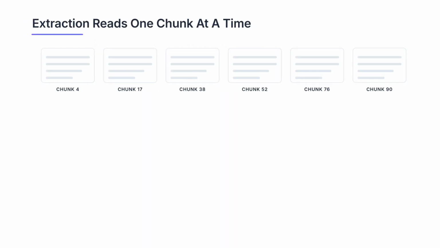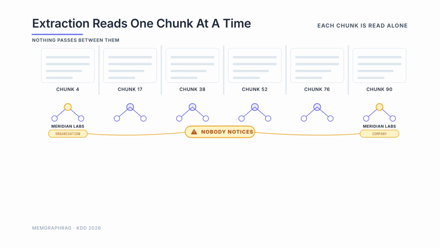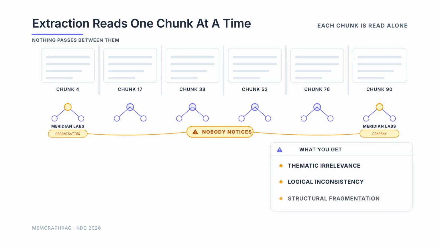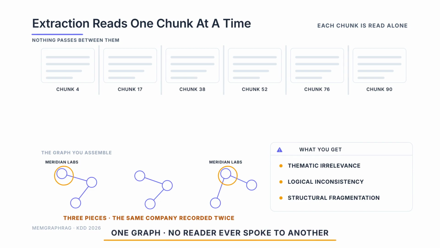Its complaint is one you could verify on your own pipeline this afternoon. Standard extraction reads one chunk at a time, in isolation, with no idea what any other chunk said. So chunk 4 calls something an organization. Chunk 90 calls the very same thing a company, and nobody notices. The paper names 3 consequences: thematic irrelevance, logical inconsistency, and structural fragmentation. One graph assembled by a few thousand readers who never once spoke to each other.